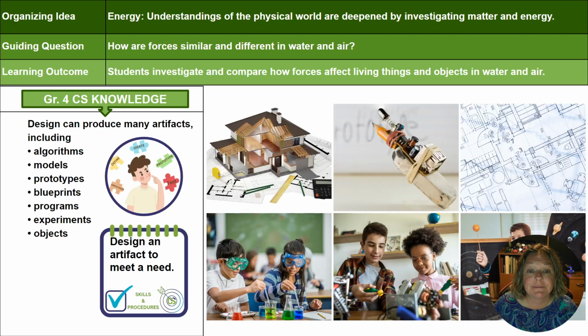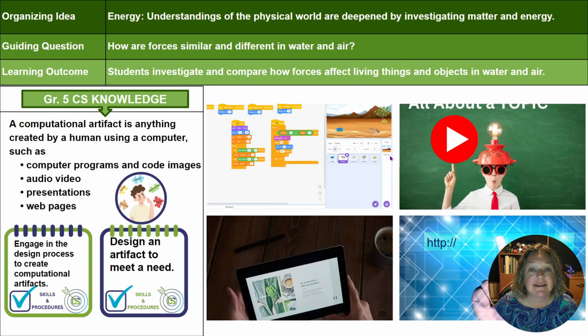In grade 4, students are asked already to design an artifact, and in the knowledge it tells us that an artifact can be an algorithm or a model or a prototype or even an experiment or some type of object. So essentially, anything the students are creating could be considered to be an artifact. And we can see in grade 5, students are still being asked to design an artifact, and they're also being asked to engage in the design process to create a computational artifact. And a computational artifact is defined as basically anything that's created on a computer or using technology.